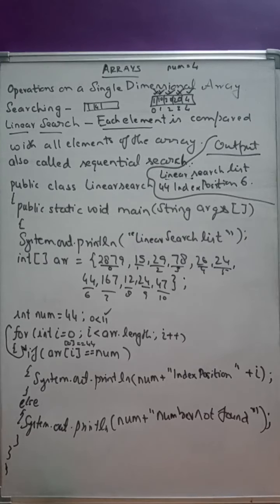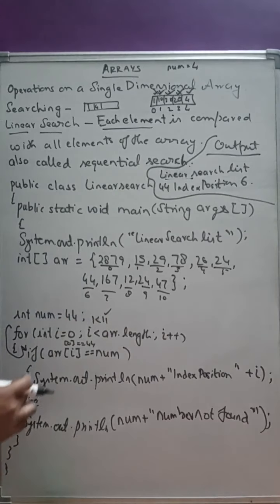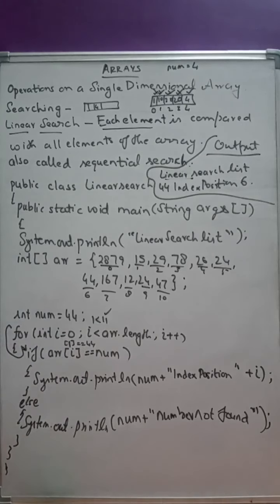Now next, the loop will run again with the updated value of I, which is now 1. The condition 1 less than 11 is again right. So you will check whether the element at index number 1 is equal to 44 or not. Again the condition will not be true, so the else condition will be executed, printing the statement that number not found.